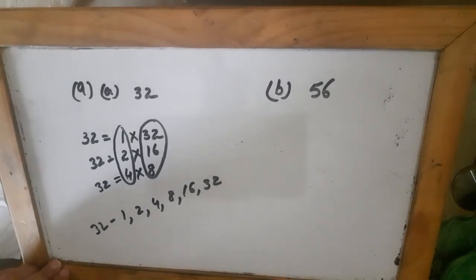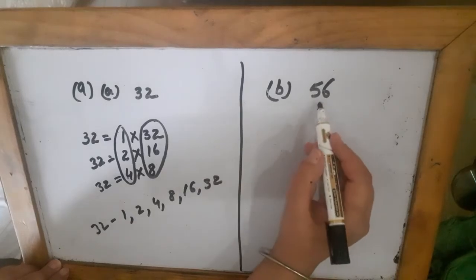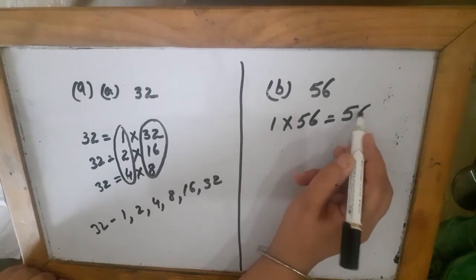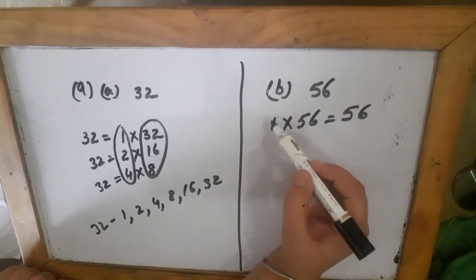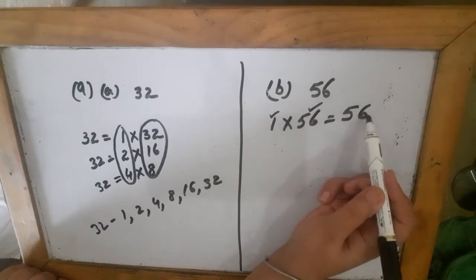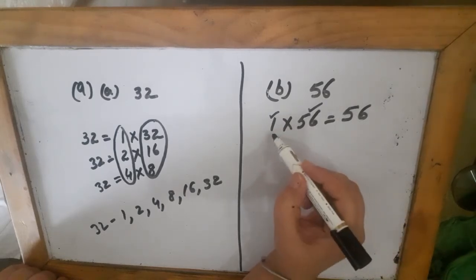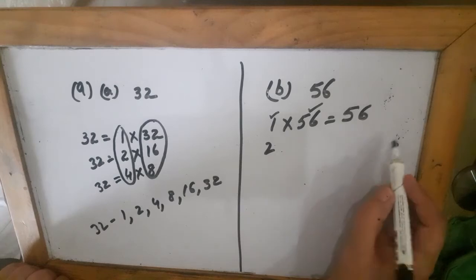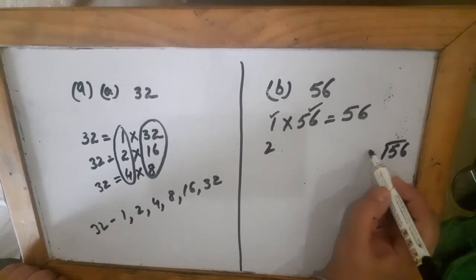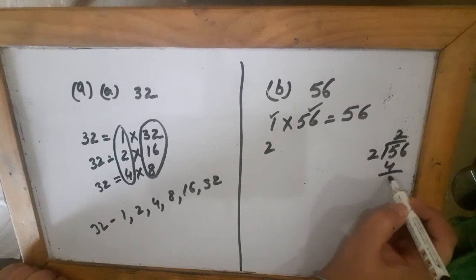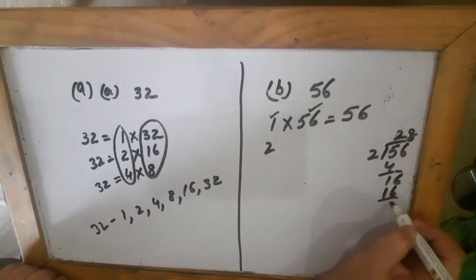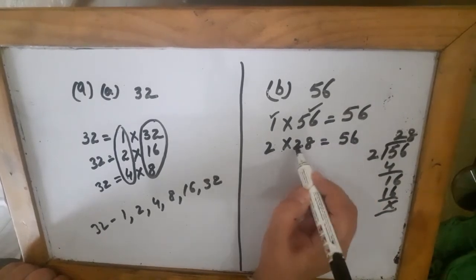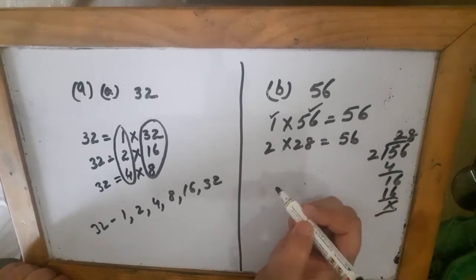Now if I look at the next question, 56. First I'll start with 1. So 1 56 is 56. While explaining factors, I told you that 1 and the number itself are always the factors of the given number. Now do you get 56 on the table of 2? Yes. If I divide 56 by 2, you can see 2 2s are 4 and 2 8s are 16. So if I multiply 2 with 28, I get 56. So 2 28s is 56 and 28 2s is 56.